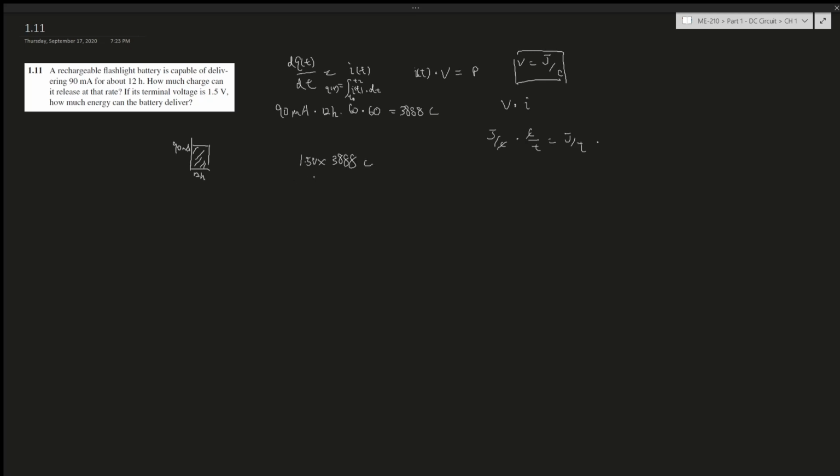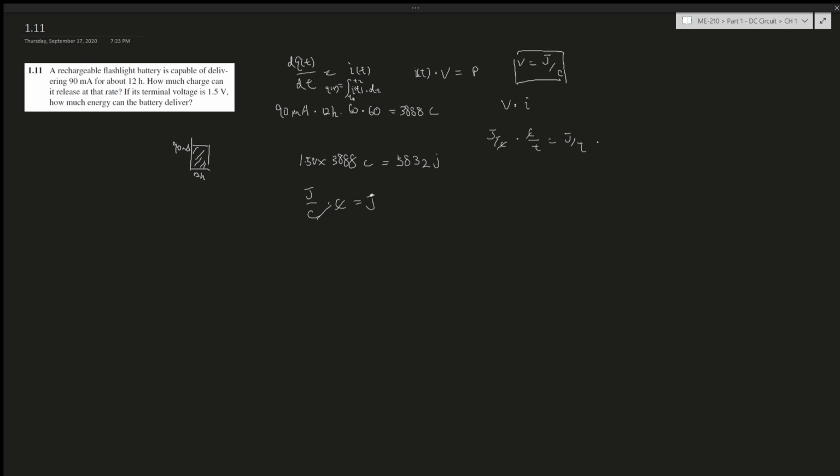So it's this 1.5 V times 3888 coulombs, which we can also check with the units. It's homogeneous and gives us J, which is energy. So 1.5 V times this number gives us 5,832 joules. And that is how much energy the battery can deliver. That's a decent amount of energy, I'll say.